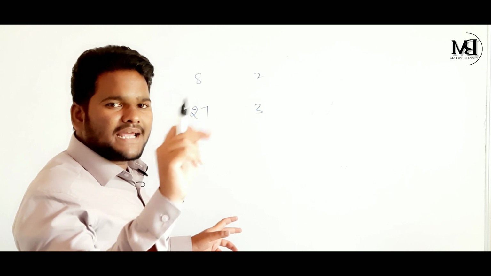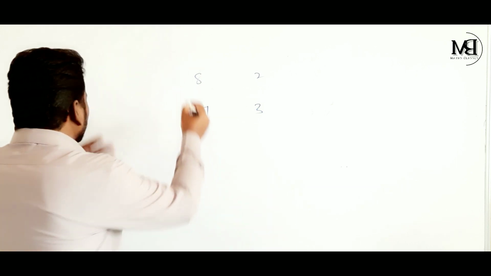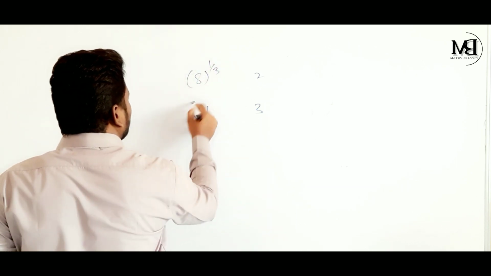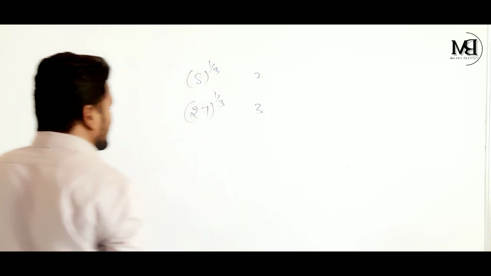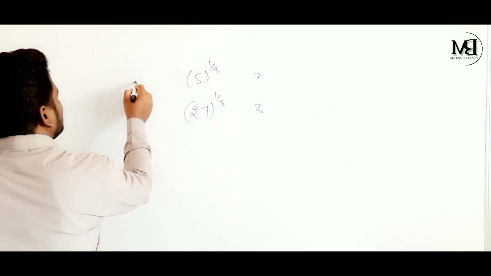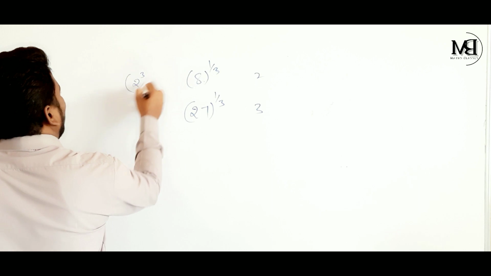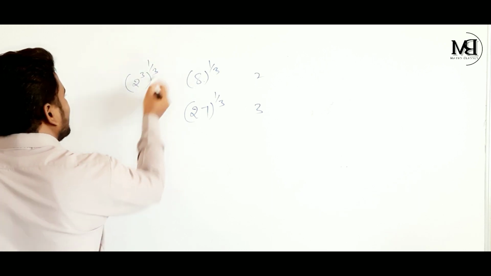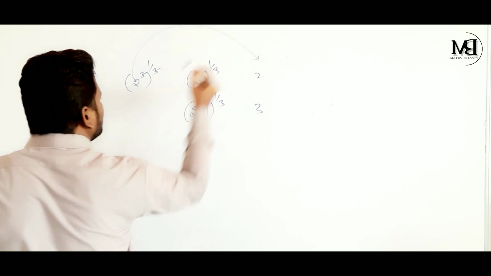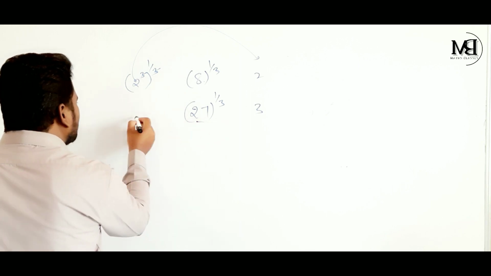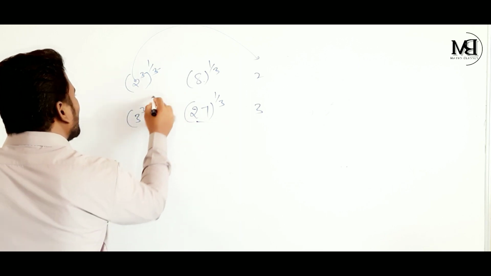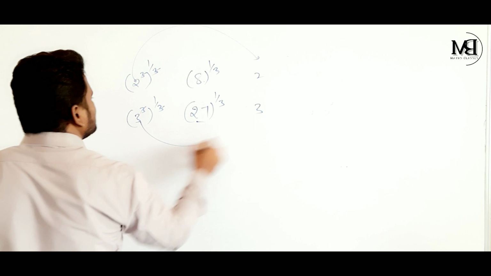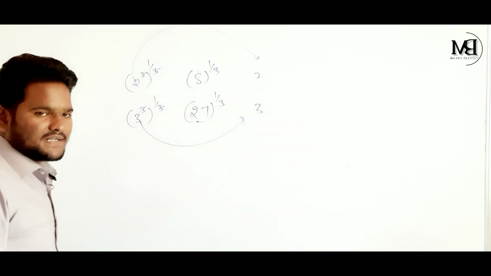You must apply power 1 by 3. Power 1 by 3 here. Power 1 by 3. Okay? Here 8 can be written as 2 power of 3 and all power of 1 by 3. 3 gets cancelled, you are going to get 2. Okay? 27 can be written as 3 power of 3, all power of 1 by 3, gets cancelled, you are going to get 3, my dear children.